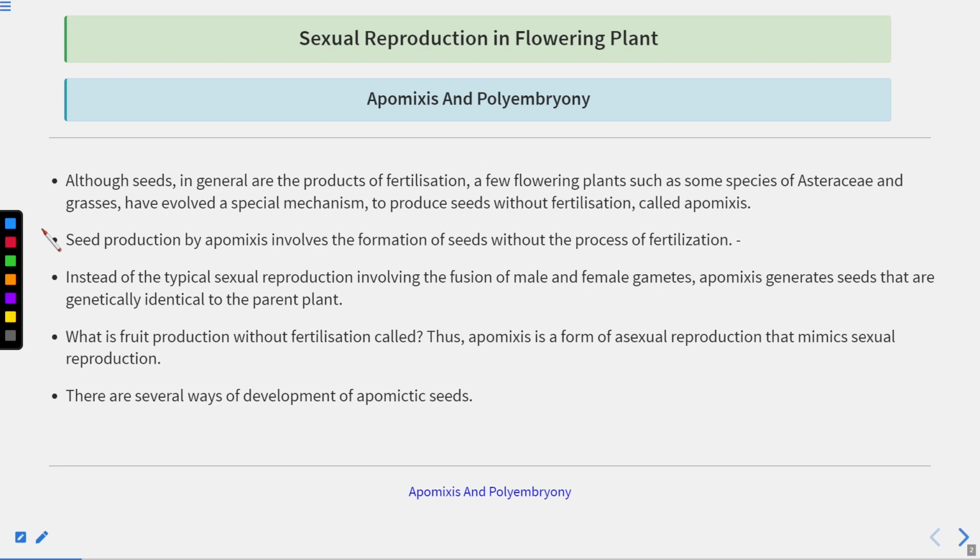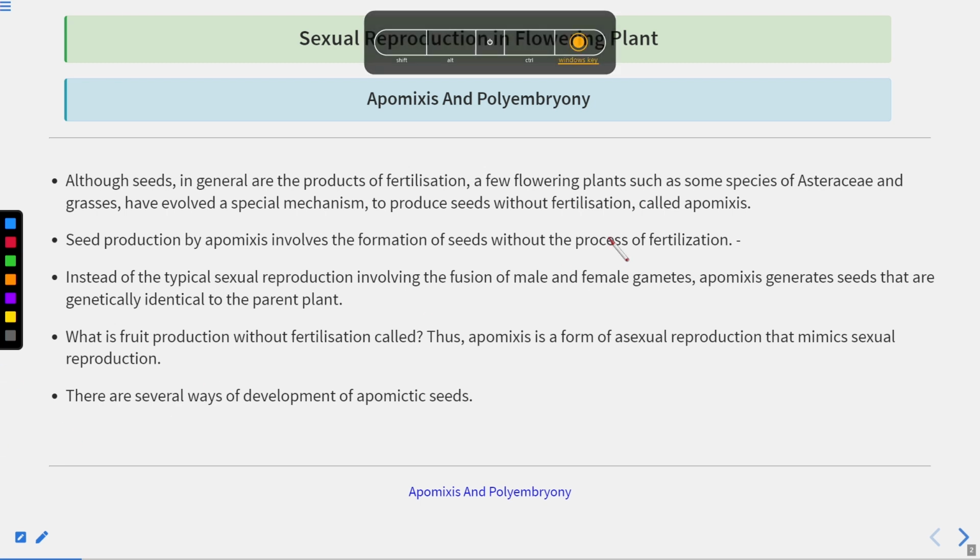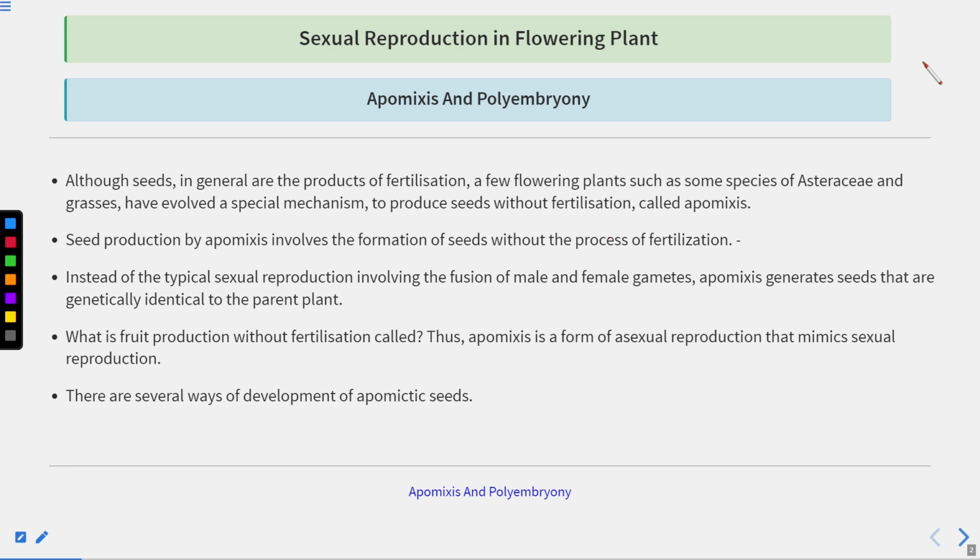So in this lecture we'll be talking about apomixis and polyembryony. What is apomixis? What is polyembryony? Okay, and then we'll also study about the hybrid. Why we produce hybrids and what is the procedure of producing the hybrid, we will discuss that in brief. Now let's start with the lecture.